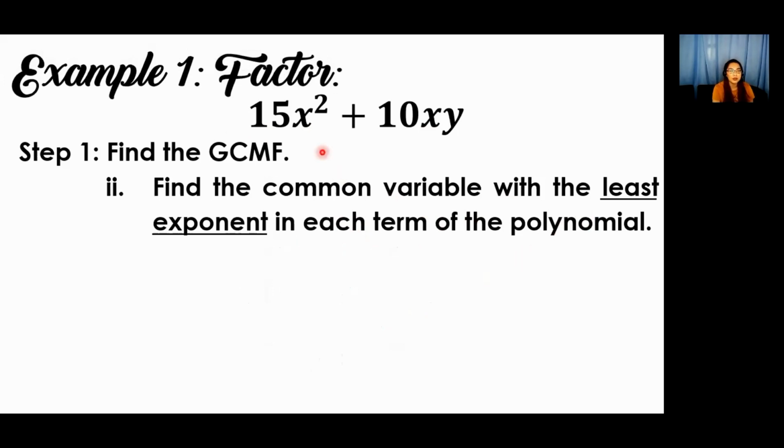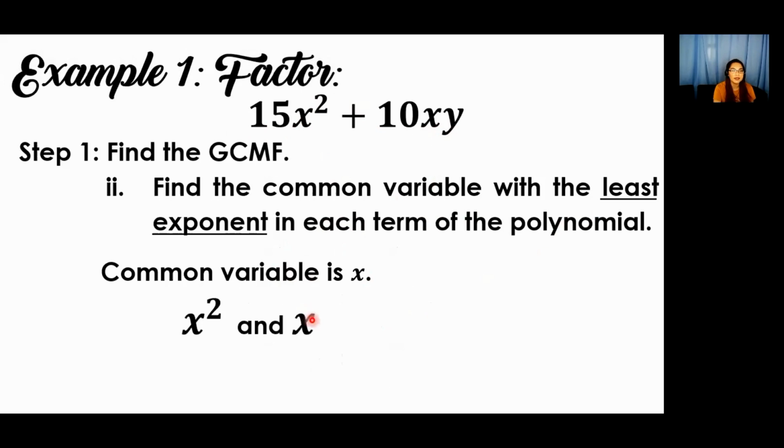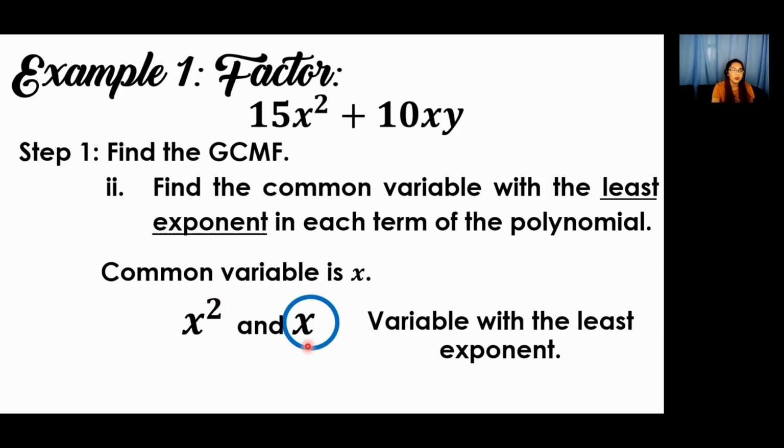So, sa variables naman tayo, we have x squared and x and y. Alin lang ang common sa kanila? Okay, ang common sa kanila ay x only. Wala kasing y itong ating first term. So, common variable is x. Next is, alin ngayon ang may least exponent? So, tandaan, the exponent for x squared is 2, the exponent for x, the invisible, is 1. So, kaya, ang ating GCF for the variables is x. So, the variable with the least exponent is x, or the GCF is x.